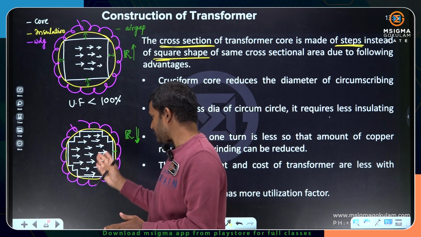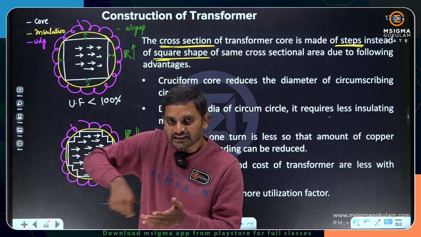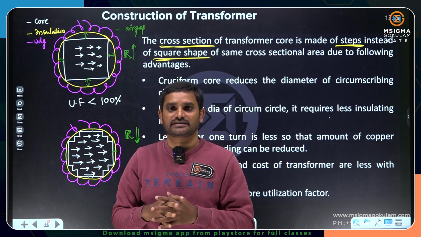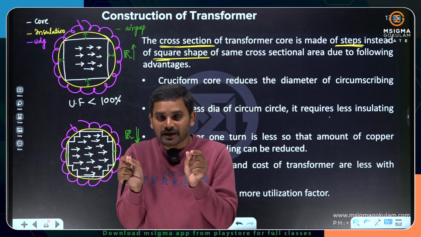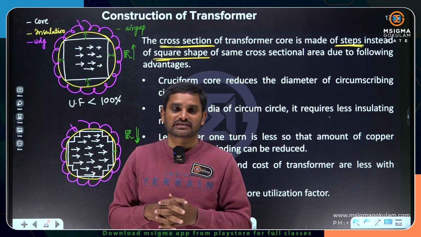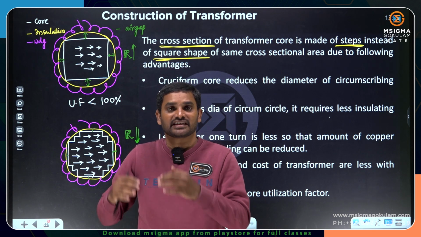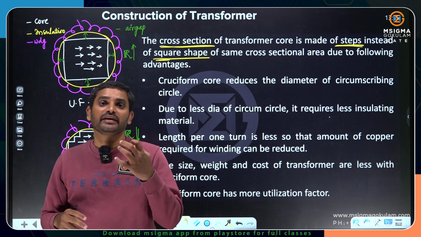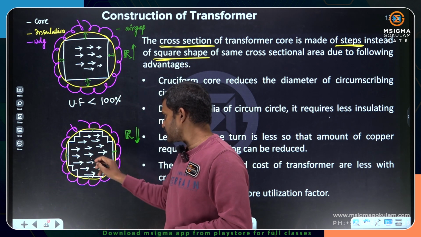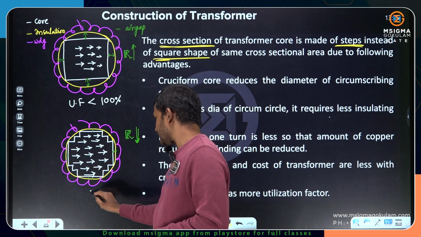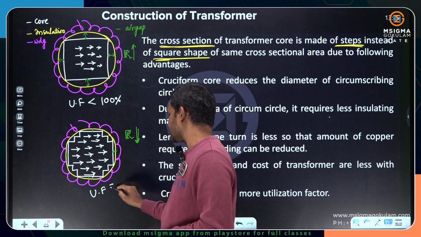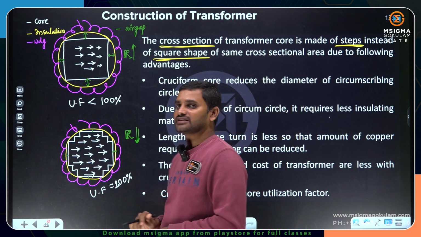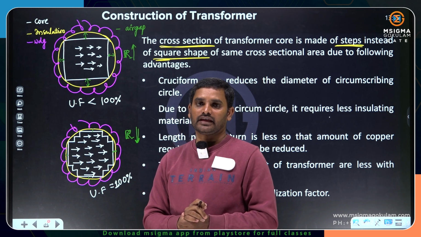When it comes to the stepped core, the length per turn requirement, insulation requirement and copper requirement are less, and the air gap between the core and winding is also less. As the air gap is less, reluctance is less. If reluctance is less, magnetization can be enhanced. So the core has around 100% utilization factor.